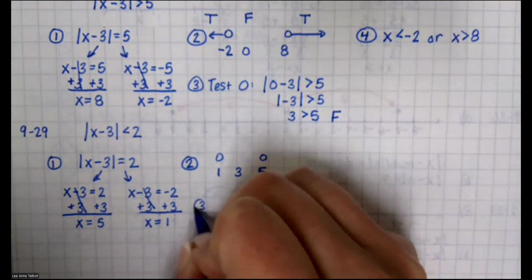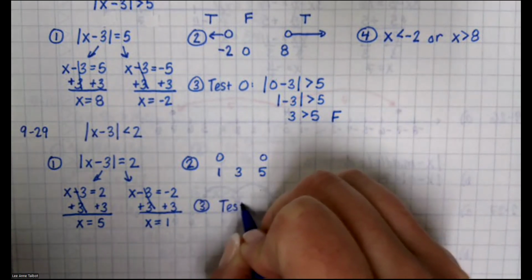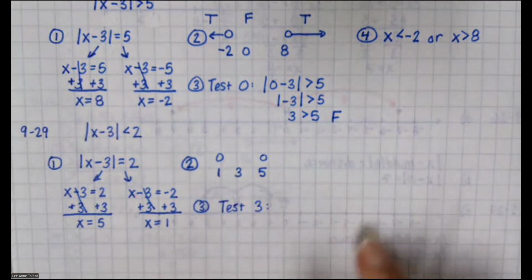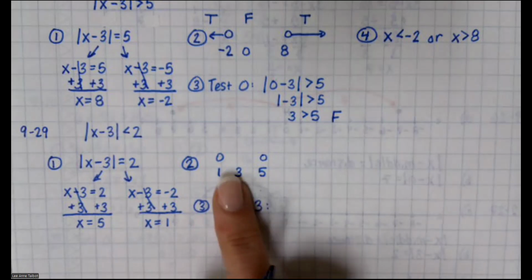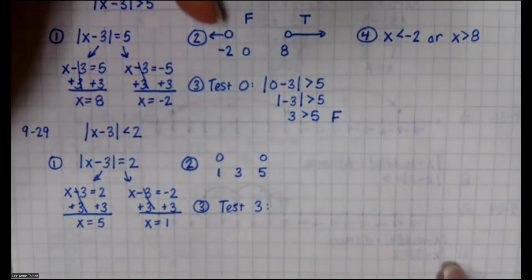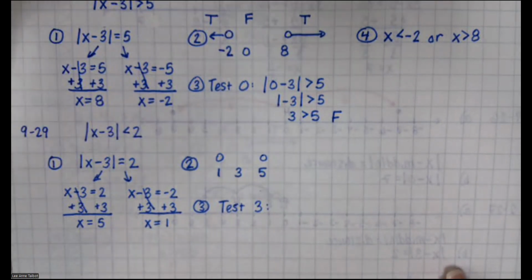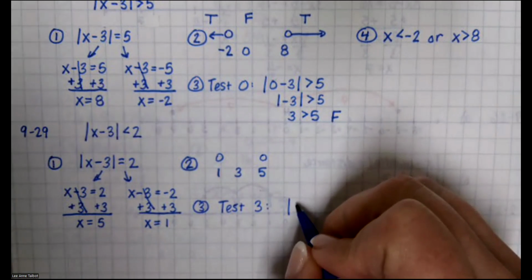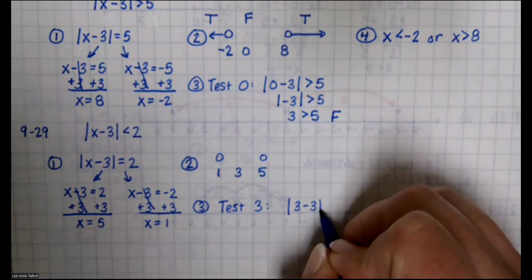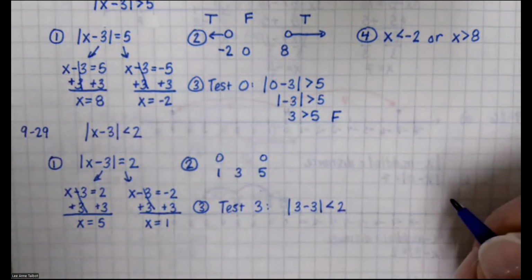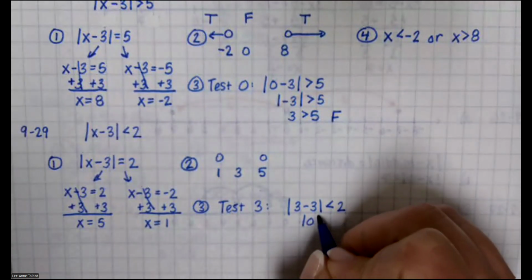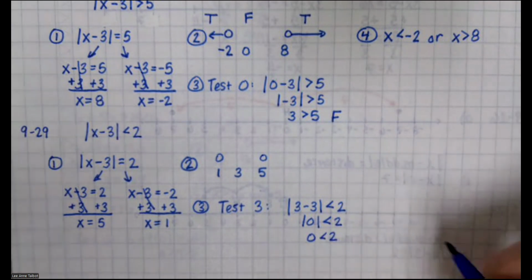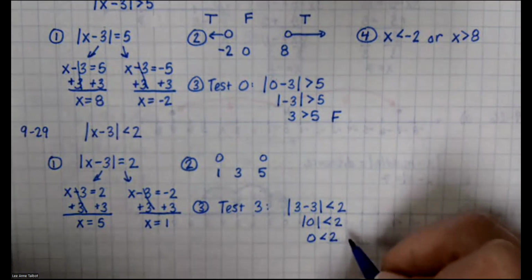Okay, so when I do step 3, I'm not going to test 0, I'm going to test 3 because 3 is in between the two. It doesn't have to be exactly in between the two. It could be anywhere in there. Like 0 was not exactly between, just anything inside. So I have the absolute value of 3 minus 3 is less than 2. Absolute value of 0 is less than 2. 0 is less than 2. True.